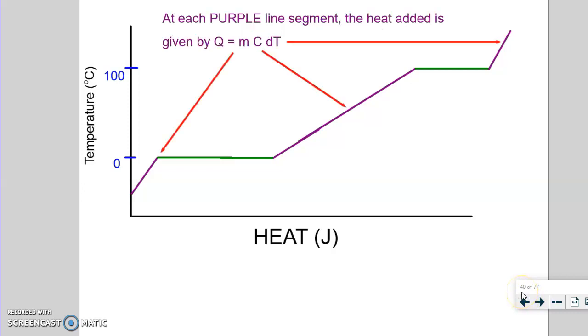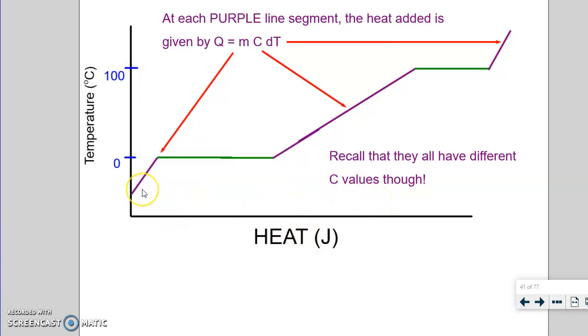So if we stop and look back, each of the purple lines that we have here is a time when the substance is increasing its temperature. So those parts of the graph are going to be governed by the heat given in that section, which can be found using the formula mc delta T, which you should have already been introduced to before you watched this lesson. But the other thing to remember here is because they're different phases, those are different C values.